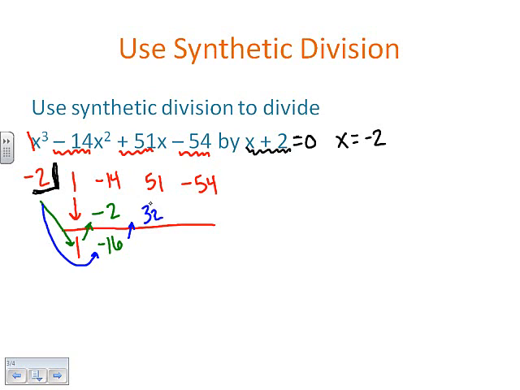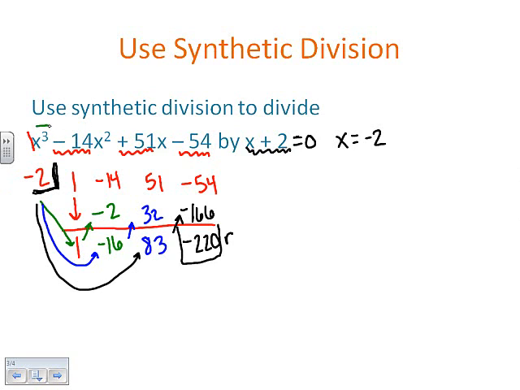And then again, I combine. What does 51 and 32 make? And that makes 83. And then I multiply one more time. Negative 2 times 83 makes negative 166. And then finally combine these last two. And it makes negative 220. This last number will be your remainder.